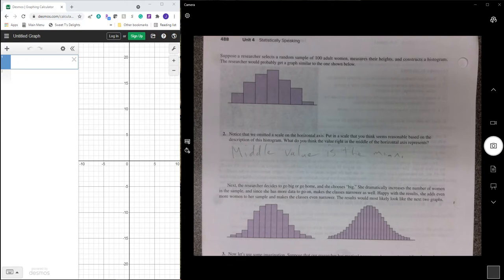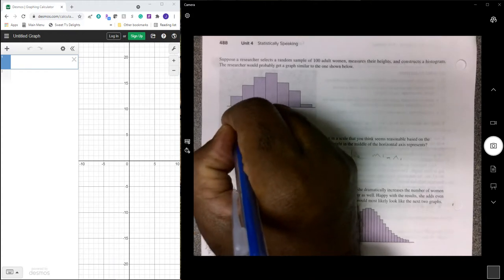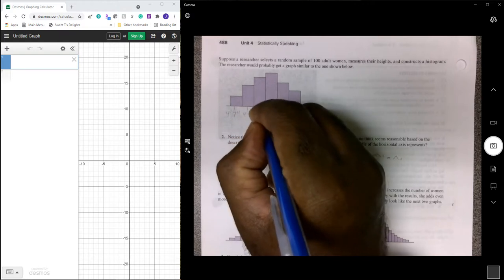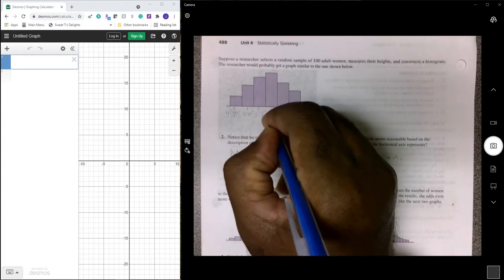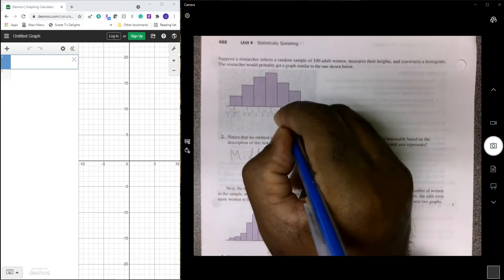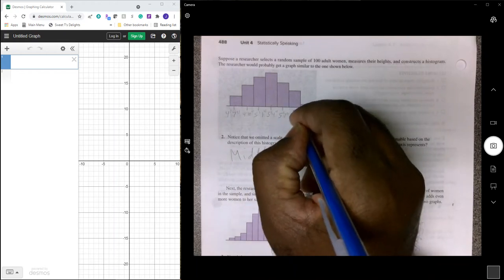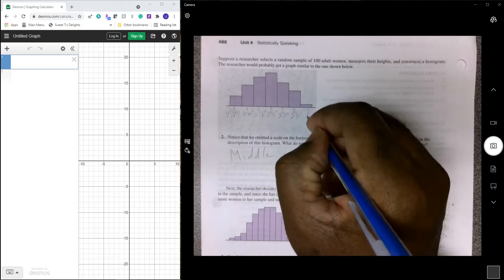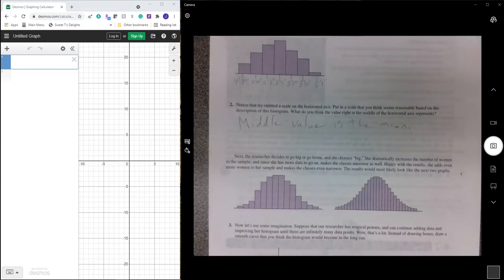Now, what we could do is this here. Let's assume, for argument's sake, that we start with the lowest height being 4 feet 7 inches. And then we do 4 feet 10 inches. And then 5 feet 1 inch. 5 feet 4 inches. And then we would have 5 feet 7 inches. And then 5 feet 10 inches. And then finally 6 feet 1 inch.